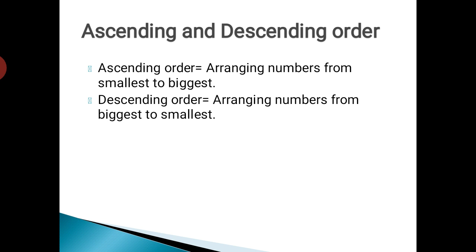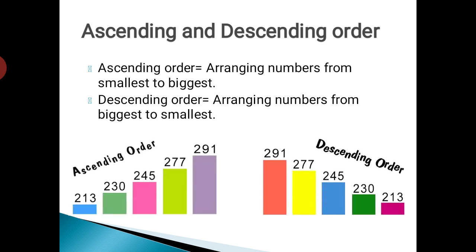In descending order, we arrange numbers from biggest to smallest. Just see this example. I have these numbers here, and these are in ascending order. These numbers are arranged in ascending order, meaning they are moving from the smallest to the biggest number. And in descending order it's the opposite. Descending order means arranging numbers starting from the biggest and then moving to the smallest number.